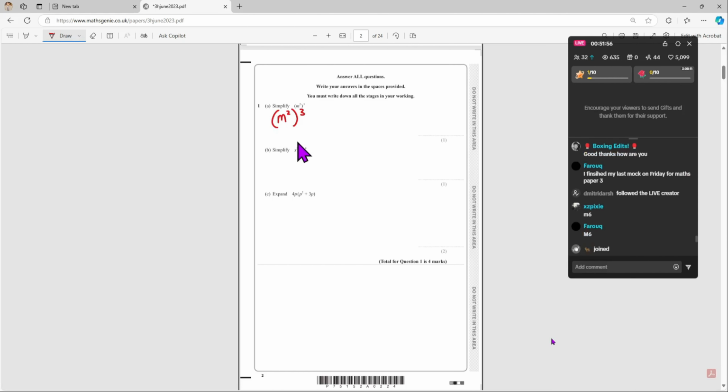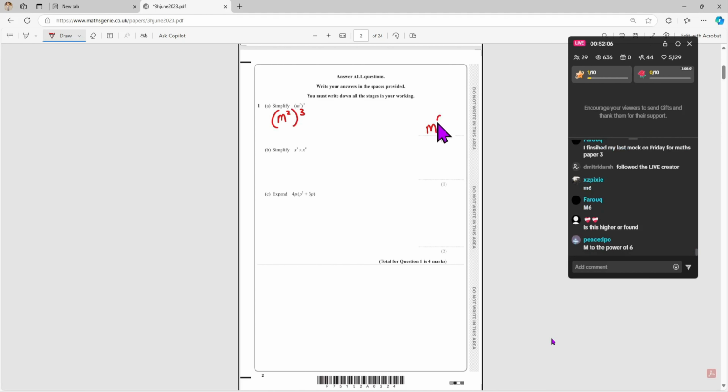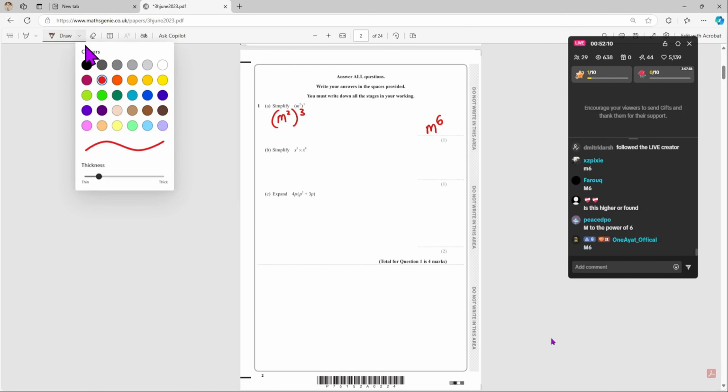So we have two powers together. When we have two powers together, you multiply the powers. So well done if you got m to the power of 6. This is higher, guys. Today we're doing higher paper, okay?